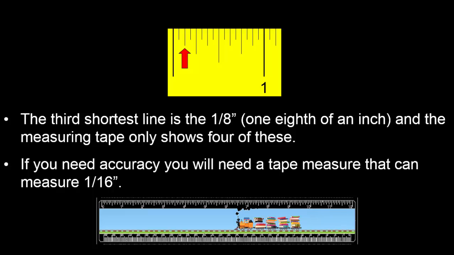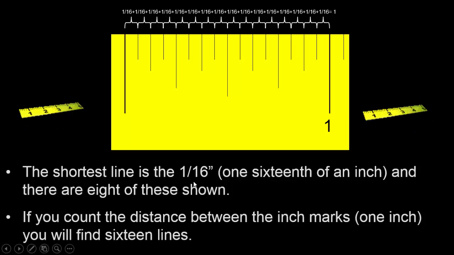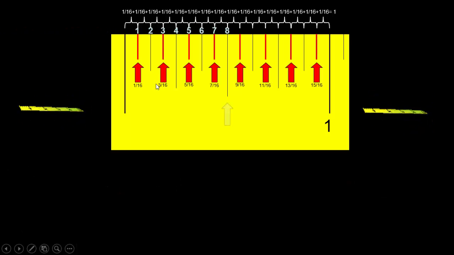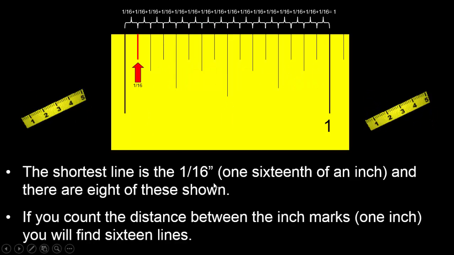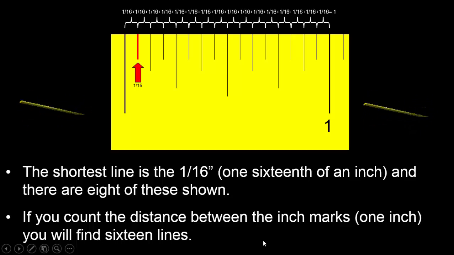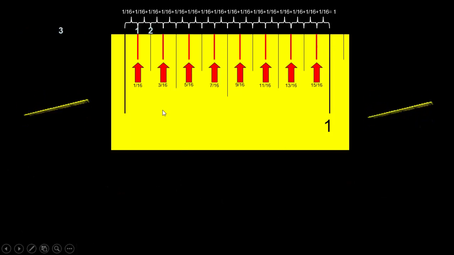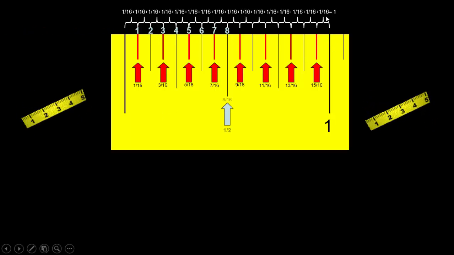If you need accuracy, you would need a tape that can measure 1/16. So here we did 1/16 of an inch to get greater accuracy. The shortest line is 1/16 of an inch, and there are 8 of these shown. If you count the distance between the inch mark, 1 inch, you'll find 16 lines. So all these lines can represent 16ths, and when we add them up, there are 16 of them.